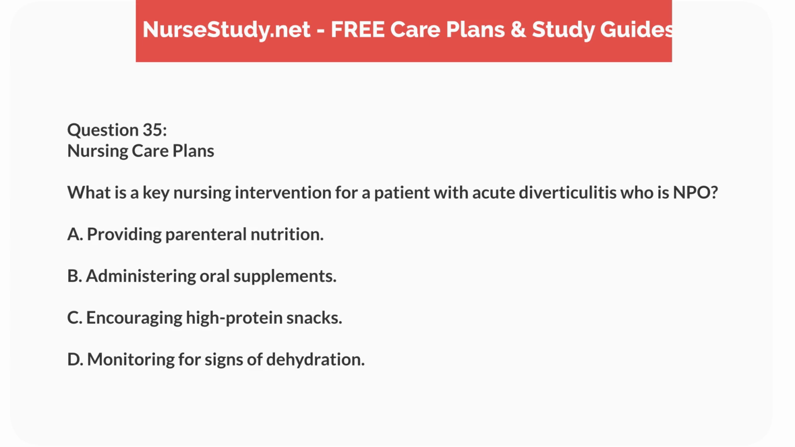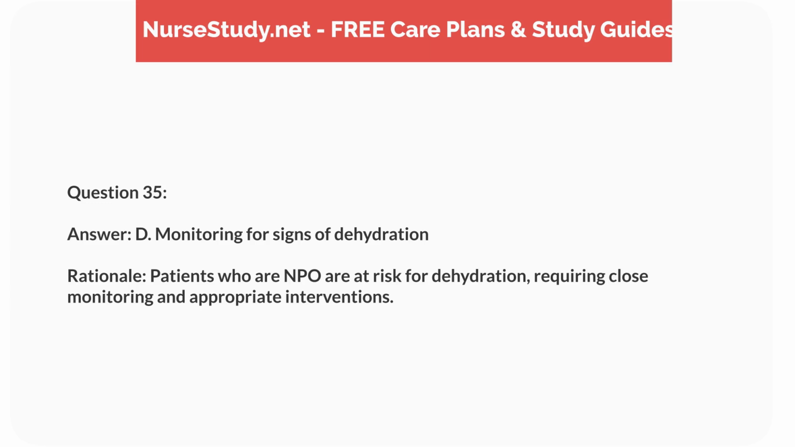Question 35. Nursing care plans. What is a key nursing intervention for a patient with acute diverticulitis who is NPO? A. Providing parenteral nutrition. B. Administering oral supplements. C. Encouraging high-protein snacks. D. Monitoring for signs of dehydration. Answer: D. Monitoring for signs of dehydration. Rationale: patients who are NPO are at risk for dehydration, requiring close monitoring and appropriate interventions.